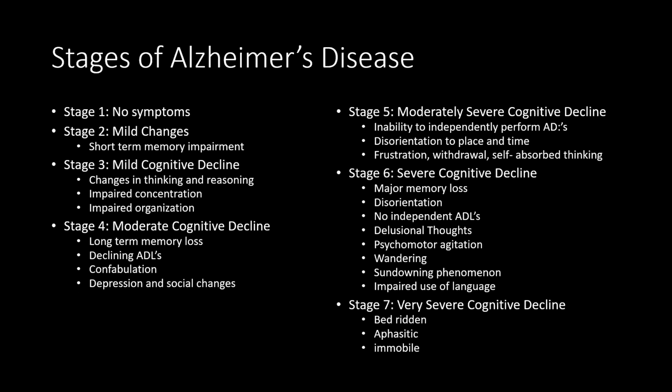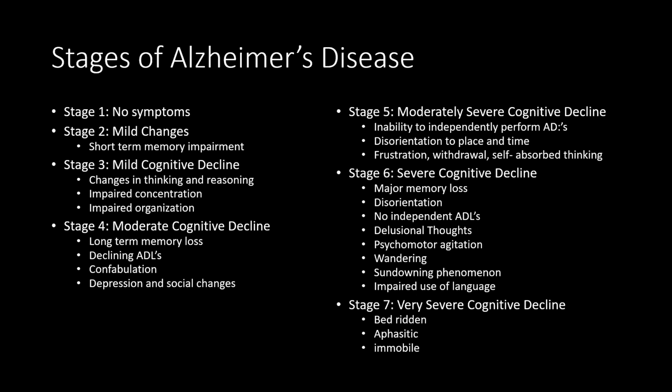where the individual will make up information to try and fill gaps in their memory. So they're not intentionally lying, they're just trying to fill in the spaces where they don't remember as clearly. We also see depression and social changes. Stage 5 is moderately severe cognitive decline, or the inability to independently perform ADLs, disorientation to place and time, frustration, withdrawal, and self-absorbed thinking. At this point, the individual is aware enough to know that they're starting to decline, and that can be very frustrating. So we may also see increased agitation at that point.